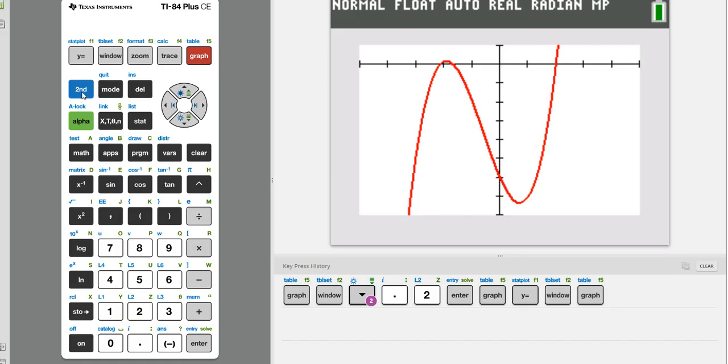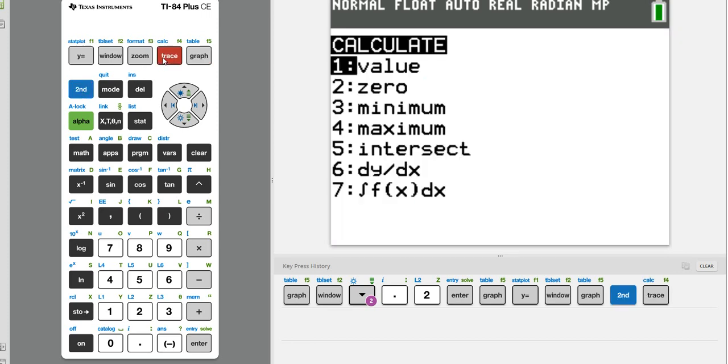So let's find the zeros. In particular, I want to find this one to the left of negative 0.4. So hit the second key and then the calc key. Antonio? Which one would it be? Would it be the zeros that you click on? Yeah, so when you hit the second key and then the trace key, taking you to the calculate menu, you want to find the zeros.